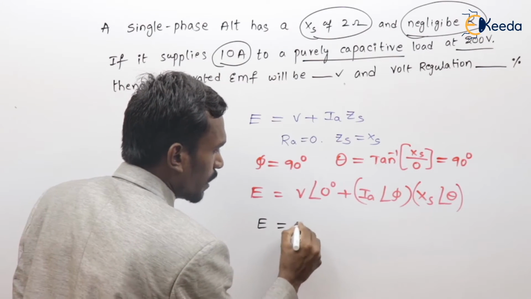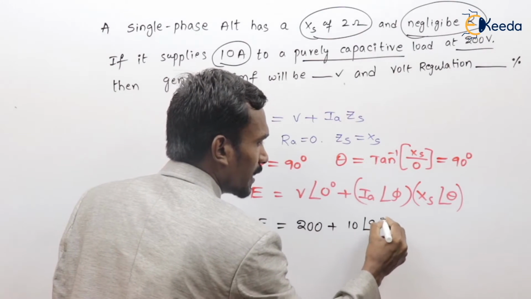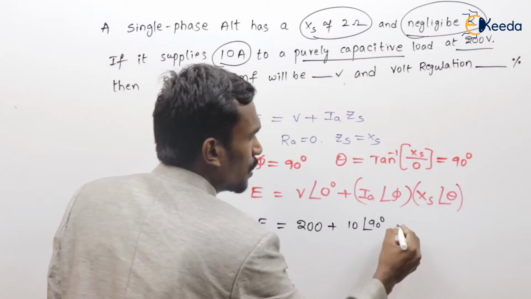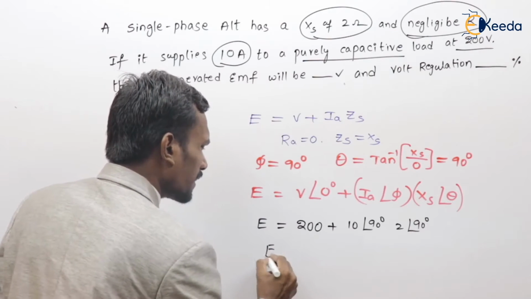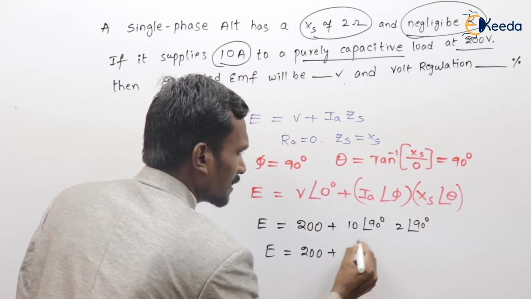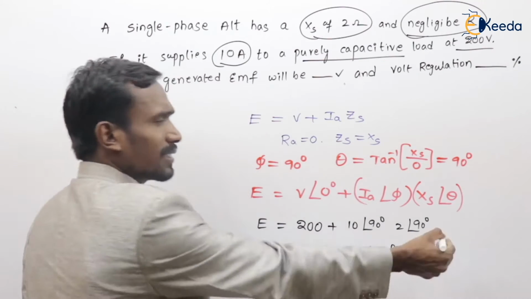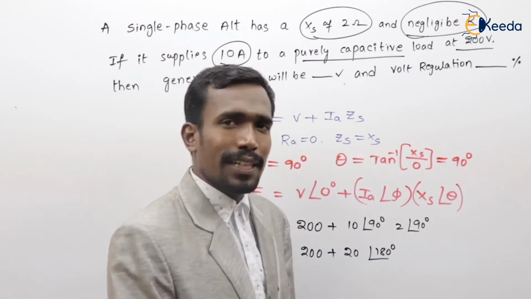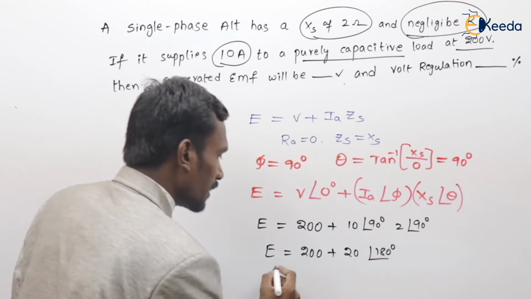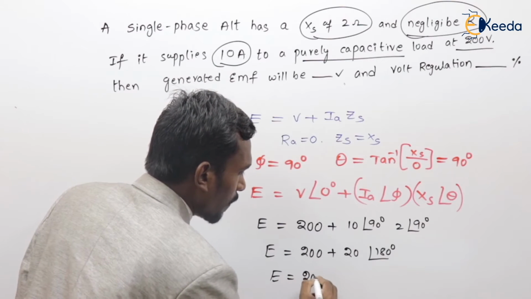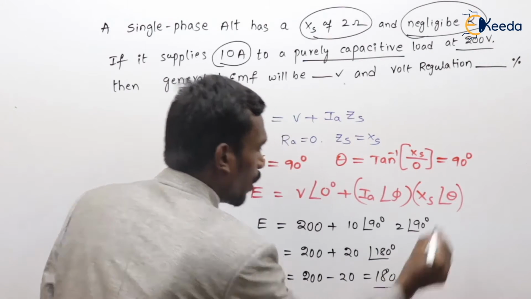EMF E is equals to 200 plus 10 at an angle 90 degrees and XS 2 at an angle 90 degrees. What is EMF? 200 plus 10 into 2, 20 at an angle 180 degrees. 90 plus 90, 180. Don't multiply here, we have to add the angles. Now tell me, what is your answer? 200 minus 20 is exactly equals to 180 volts.